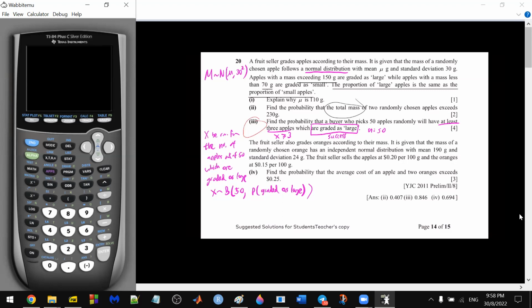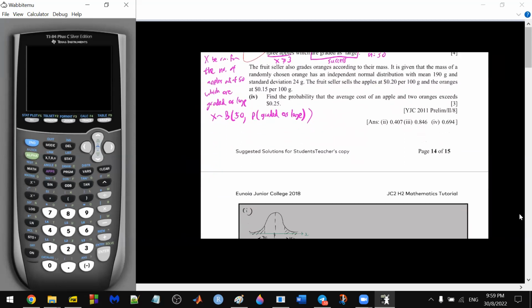Oh, then they want what? They want graded as large means more than 150. So it's probability of M more than 150. You need to go and calculate it. Right? And we already found out that mu is 110. So the proportion the same, doesn't matter. Proportion is same. It matters in helping you to explain why mu is 110, but then no, it doesn't.